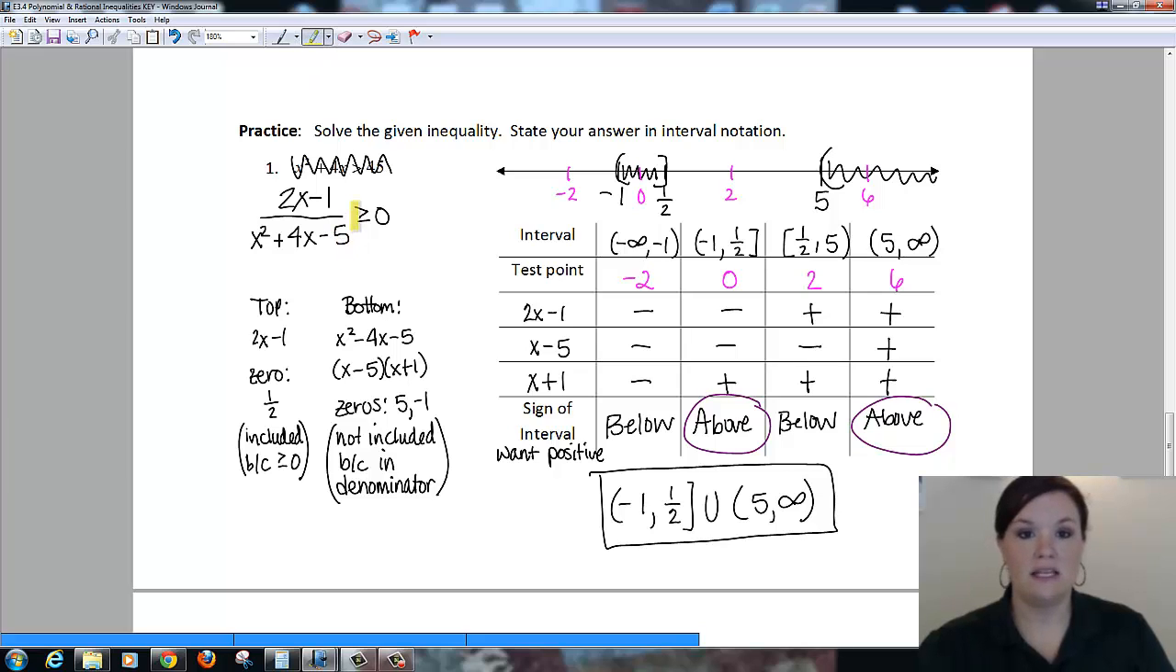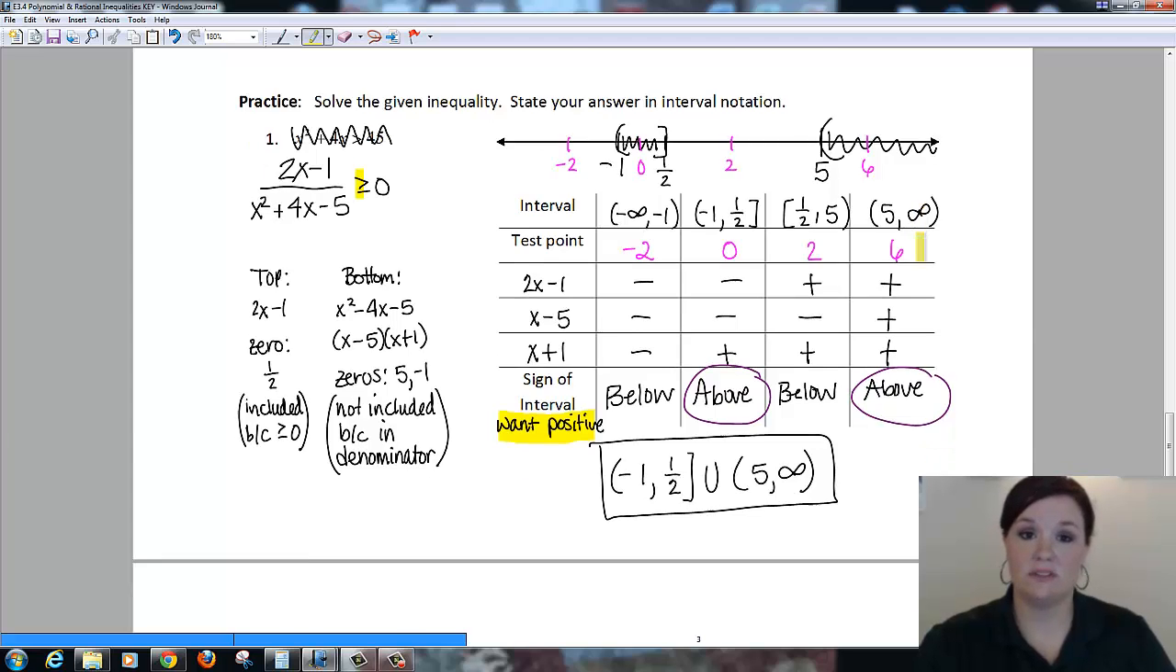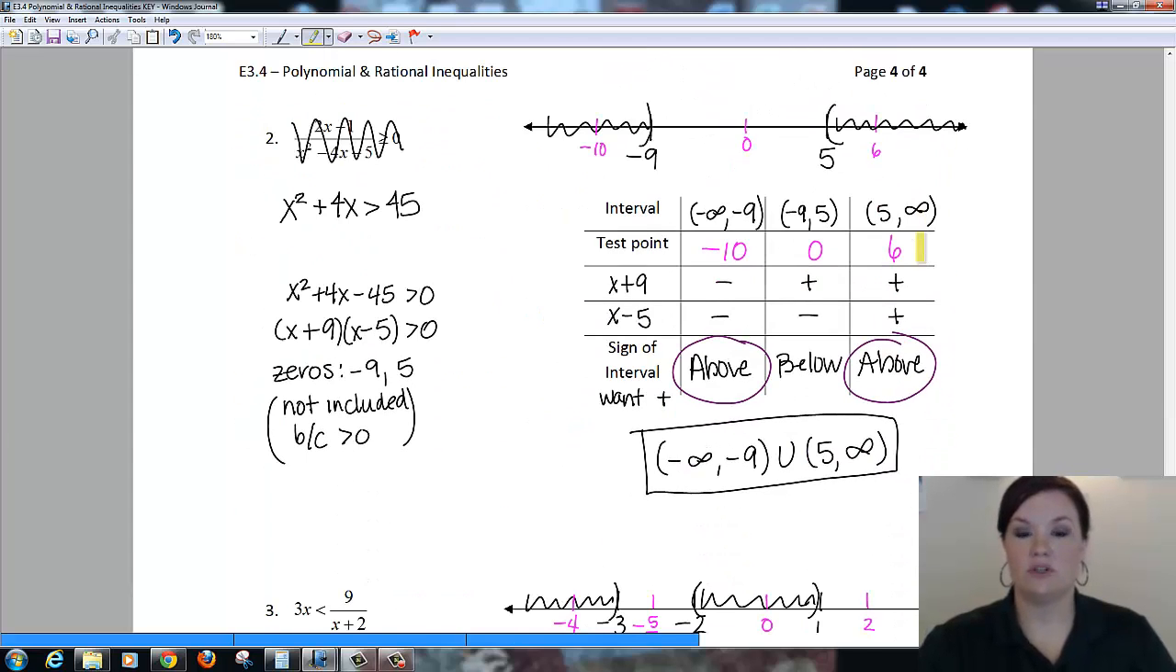Because this is a greater than or equal to, that means we want the positive intervals. Positive intervals, when we test our points, should be from -1 to 1/2, with a parenthesis on the -1 and a bracket on the 1/2, and the other positive interval I end up with is 5 to infinity. 5 came from the bottom, so we use a parenthesis on it. So our solution should be from -1 to 1/2 and 5 to infinity. Make sure you get the correct symbols. Then I look at number 2.